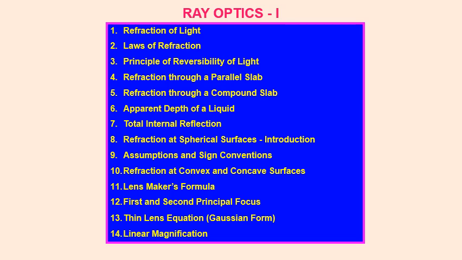First, refraction of light, laws of refraction, principle of reversibility of light, refraction through a parallel slab, refraction through a compound slab, apparent depth of a liquid, total internal reflection, refraction at spherical surfaces, introduction, assumptions and sign conventions, refraction at convex and concave surfaces, Lensmaker's formula, first and second principal focus, thin lens equation, Gaussian form, linear magnification.